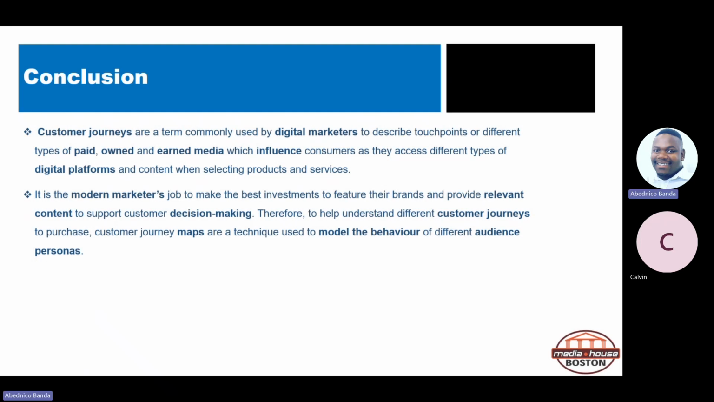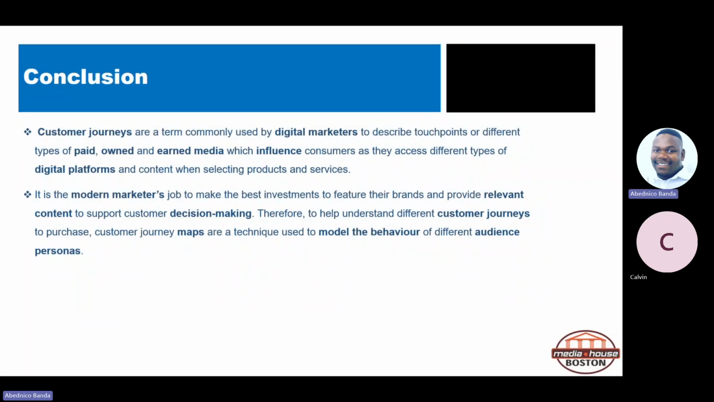So customer journeys are a term commonly used by digital marketers to describe touch points or different types of paid, owned and earned media, which influence consumers as they access different types of digital platforms and content when selecting products and services. It is the modern marketer's job to then make the best investment to feature their brands and provide relevant content to support customer decision making.